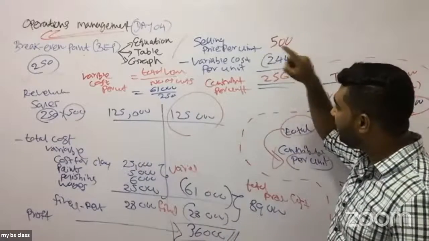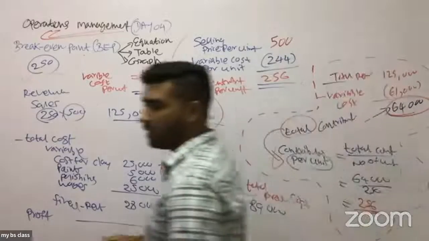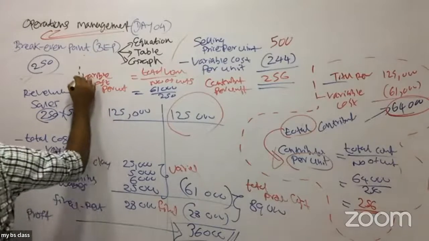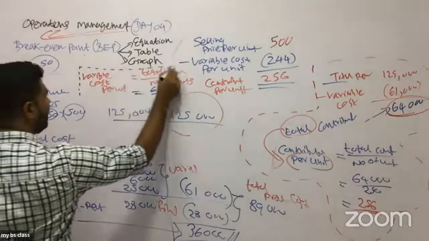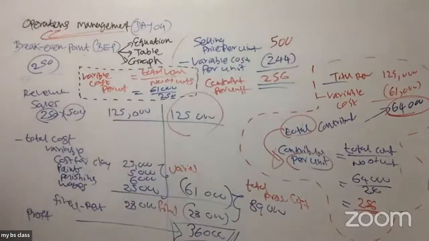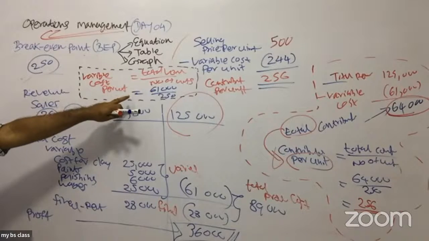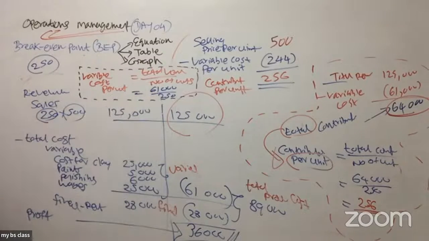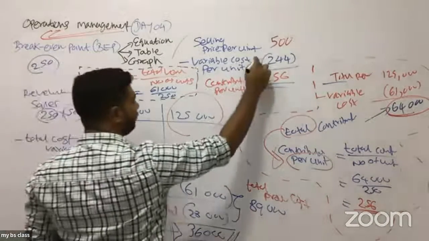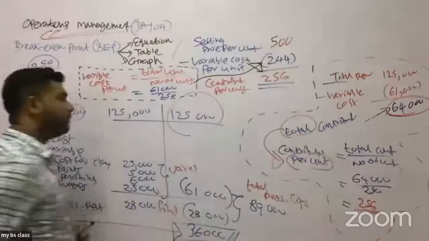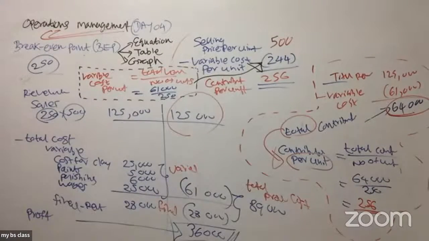500. And variable cost per unit is where you calculate total variable cost divided by number of units. The total variable cost is 61,000, 61,000 divided by 250, which is 244. That is the other way. So then 500 minus 244 is 256. Please shall we take this as well.